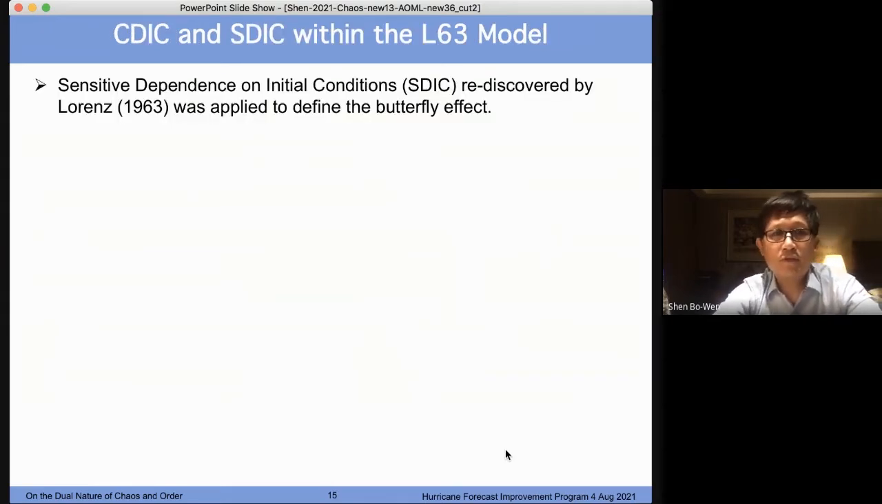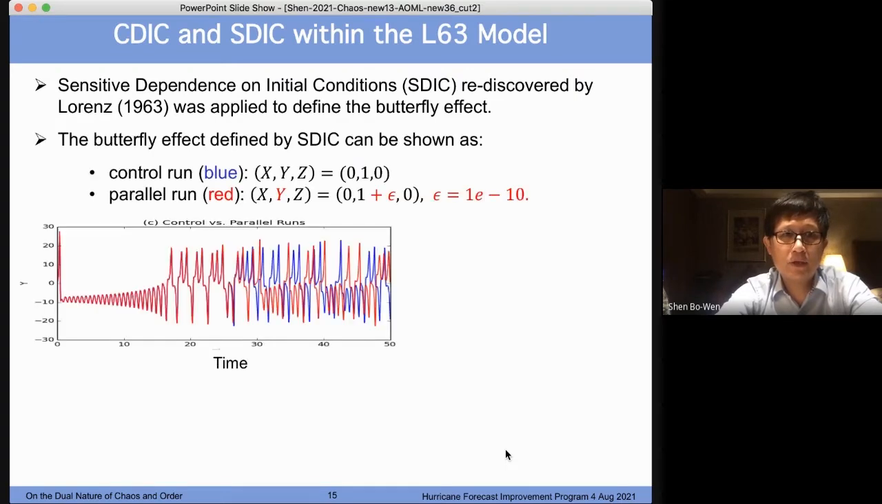One of the major features of the L63 model is SDIC, sensitive dependence on initial conditions, that has been applied to define the butterfly effect or chaos. The following figure has been widely used to illustrate SDIC, comparing control and pair runs. These two runs use the same model and the same model configuration. The only difference is their initial conditions. We add a tiny perturbation epsilon into the initial conditions for pair 1. Epsilon is equal to e to the negative 10th. We then compare solutions as a function of time.